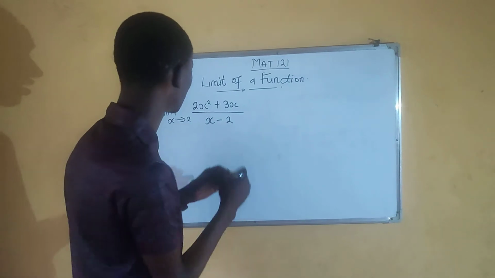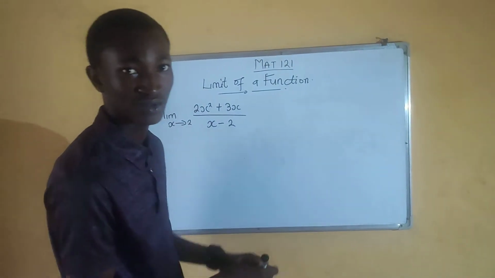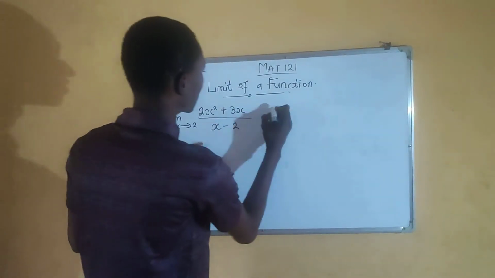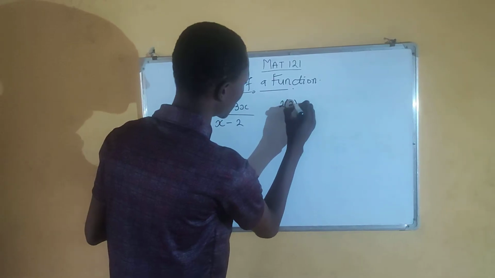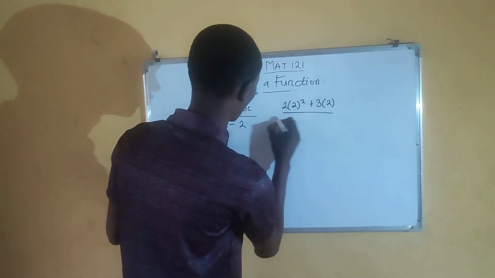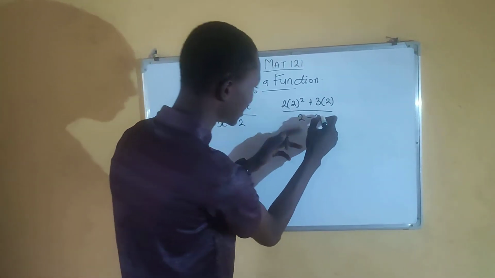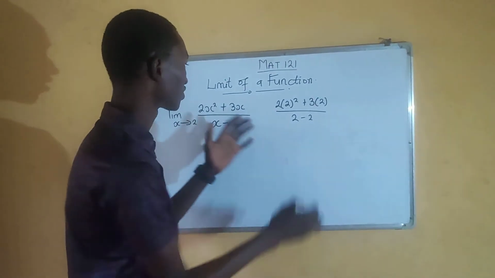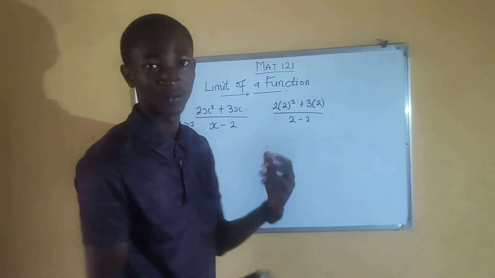So you notice that when you supply the value of x into this equation, it gives you 0 at the denominator. What I'm saying is 2 into bracket of 2 squared plus 3 into bracket of 2. So when you put 2 here, you have 2 minus 2. This equals 0. So when you have this, you cannot get the limit. So what you do is what is called L'Hopital's rule.